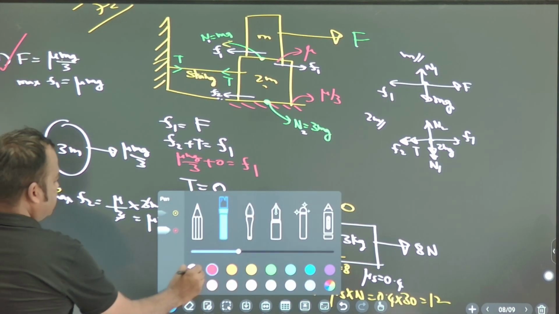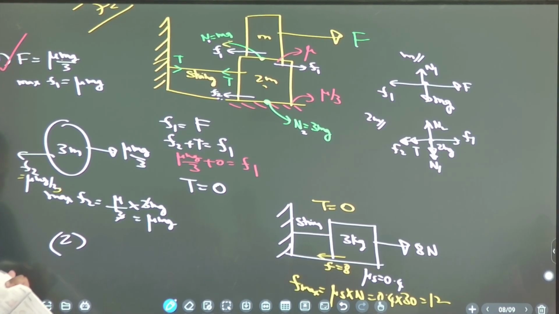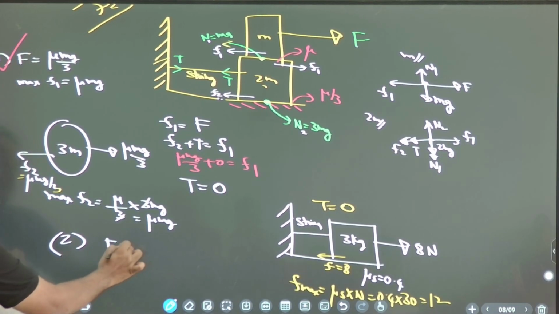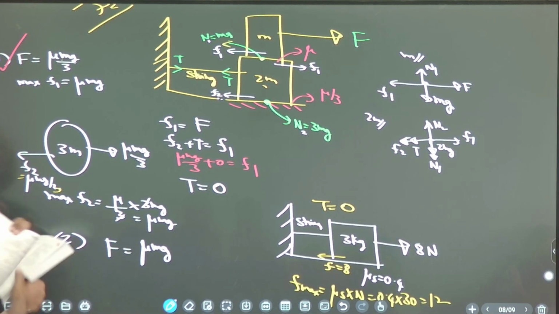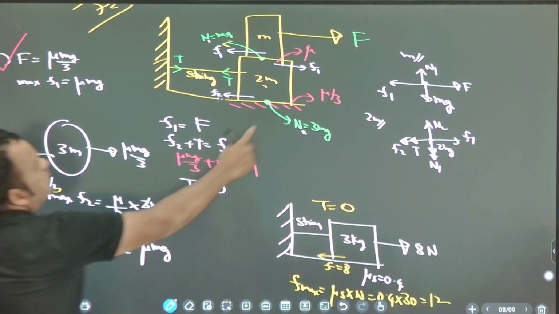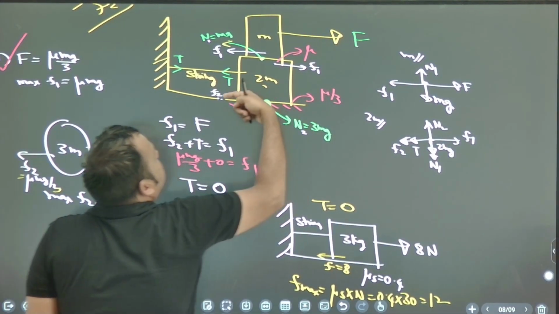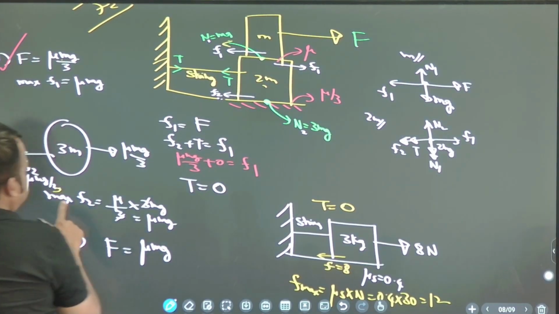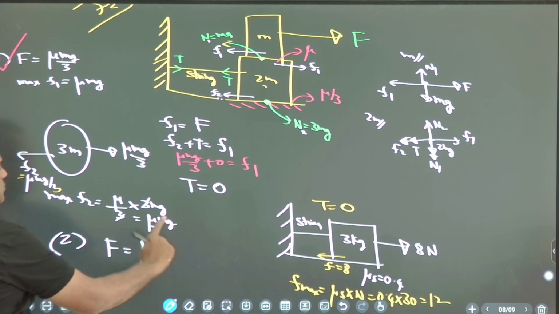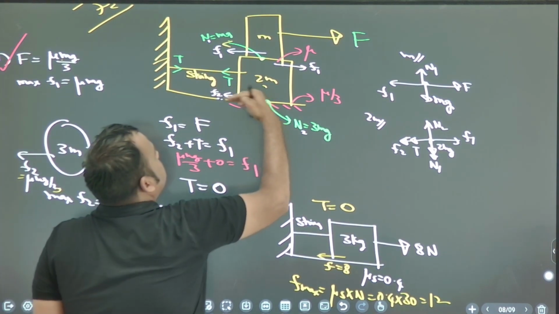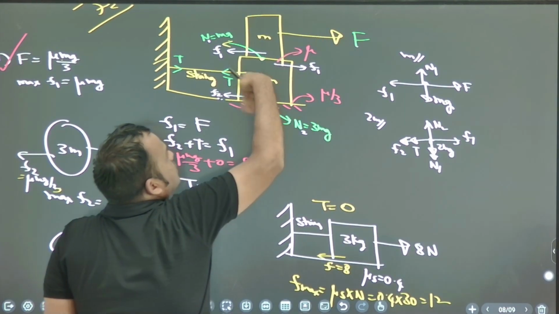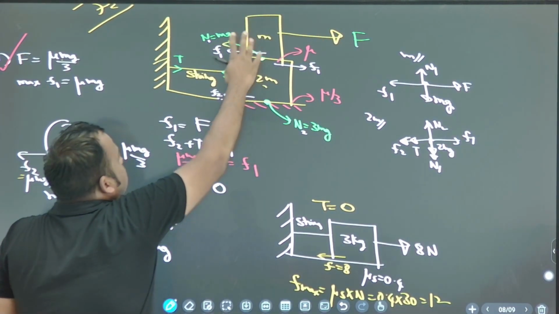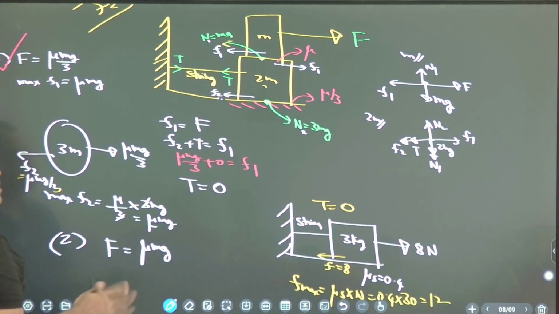Now what is the second? Second is F equal to mu mg. Now consider F equal to mu mg, and what is the maximum value of F2? Mu mg. So here maximum friction is mu mg and you are exerting mu mg. So this object will not move. So what is the tension? 0. Correct. Good.